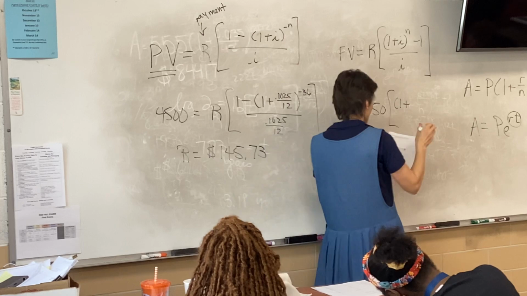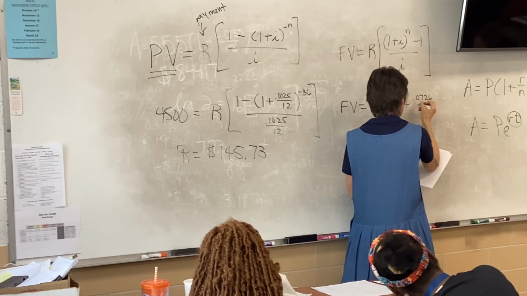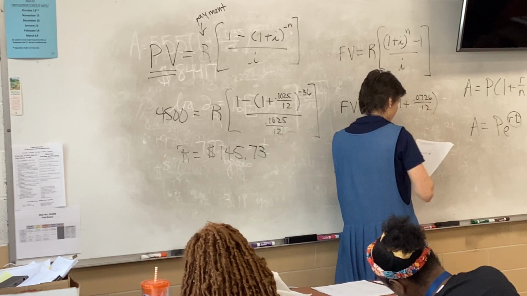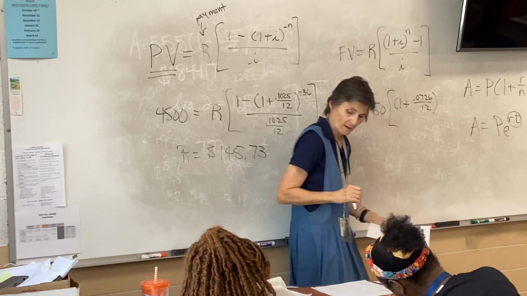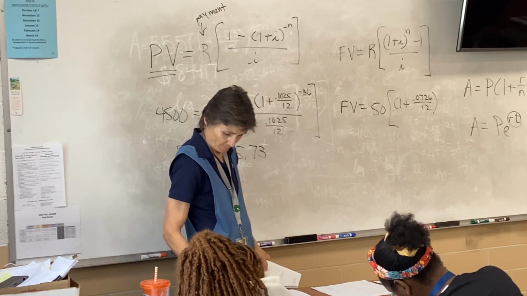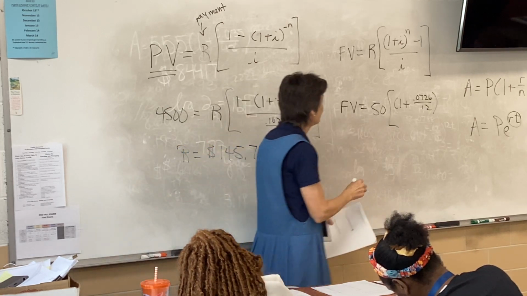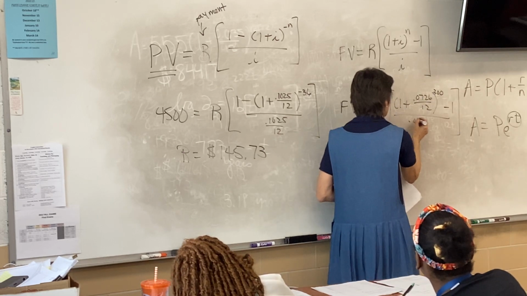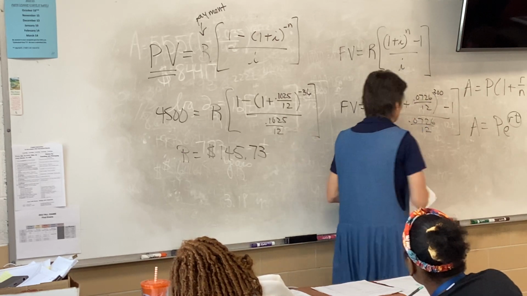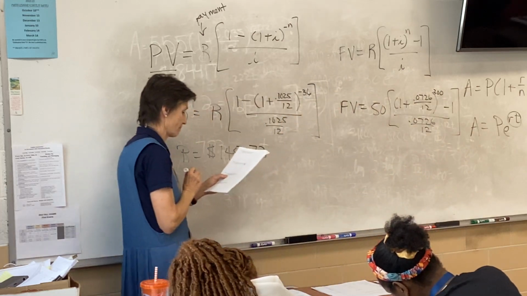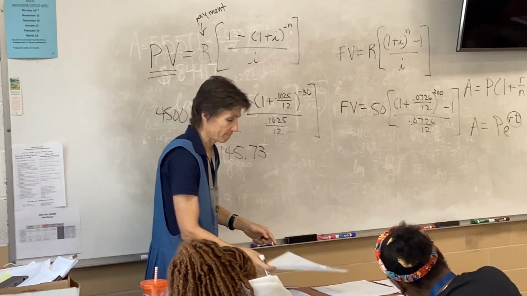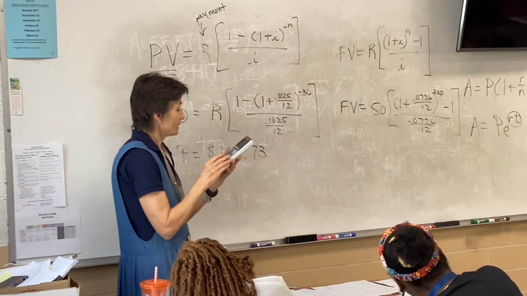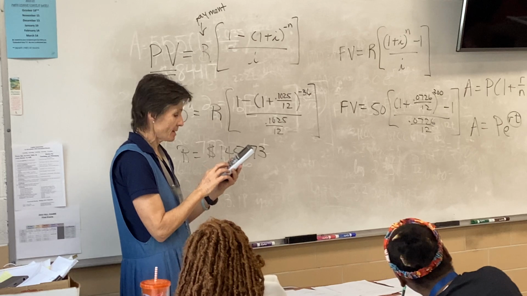The interest rate is 0.0726, doing it monthly. What's 25 times 12? 300. Any question about the setup, guys? Are we good with that?